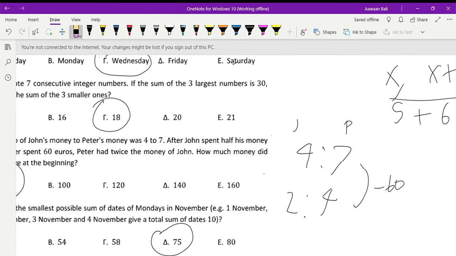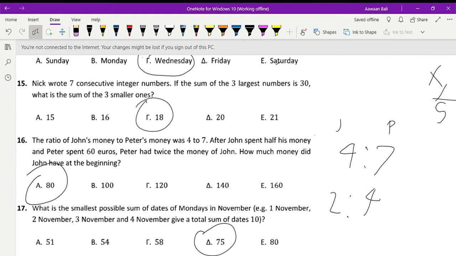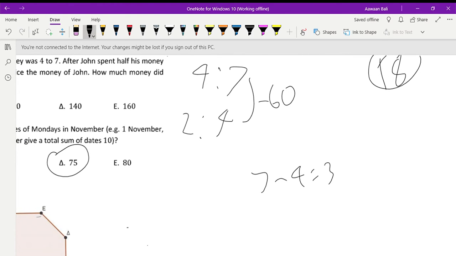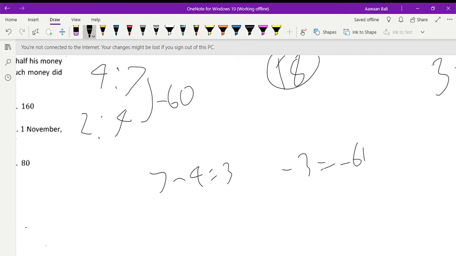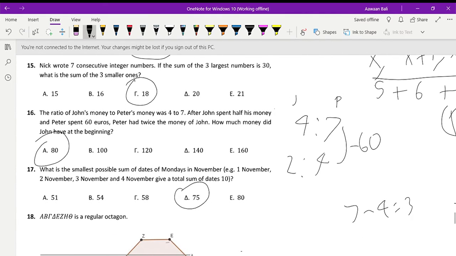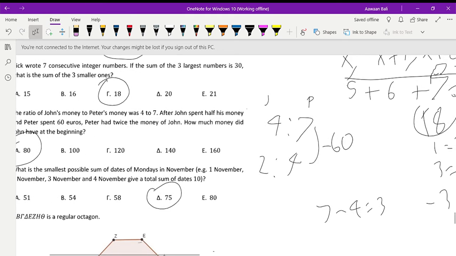You could ask me, why did you put a 4? How do you know? It's because it says Peter has twice the money of John. So John has 2, so that means 2 times 2, 4. Peter has twice the money of John, it's 4. So basically it's minus 60. 7 minus 4 is 3. So this minus 3 is equal to minus 60. 3 is 60. So 1 is 20. So we know the base value here is 20 in both ratios. So how much money did John have at the beginning?